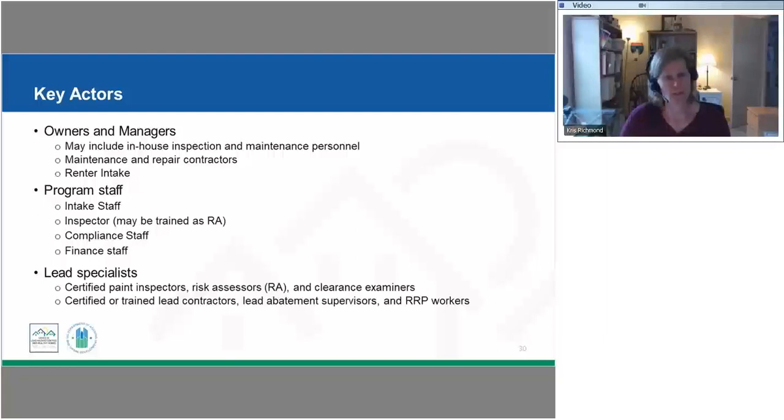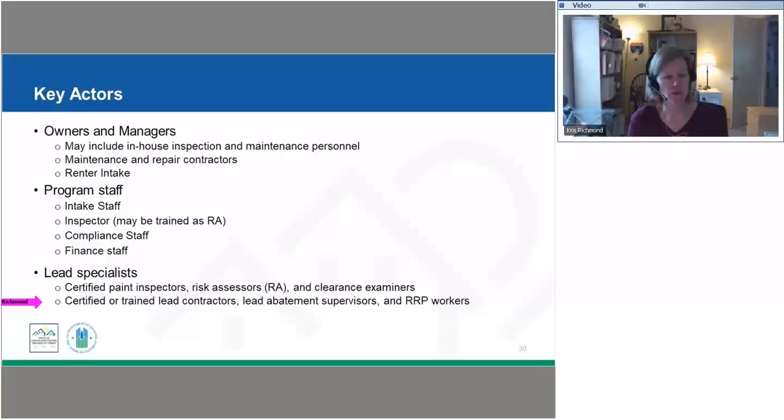We may have inspectors on our program staff, our compliance staff, and then there are going to be times where we may need to call in lead specialists. So we may need to hire a paint inspector or a risk assessor or a clearance examiner. We may have to have work that needs to be performed, and so our owners might need to hire RRP workers to do that work, or if they decide to do abatement, they might need to hire lead abatement supervisors and contractors. So these are all just the different professionals that are involved with this.